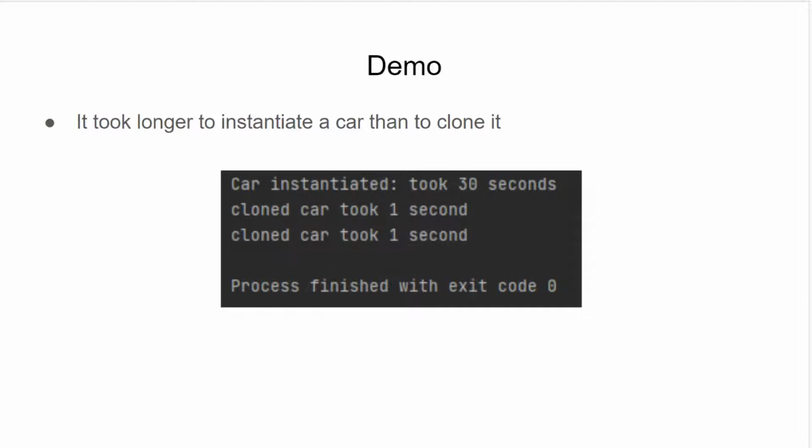Here are the results from running the code from the previous slides. It took much longer to instantiate a car than to clone it due to the initial instantiation requiring more expensive calculations to be performed.